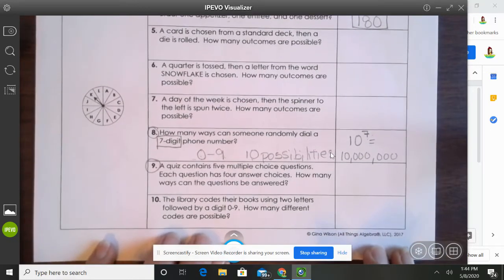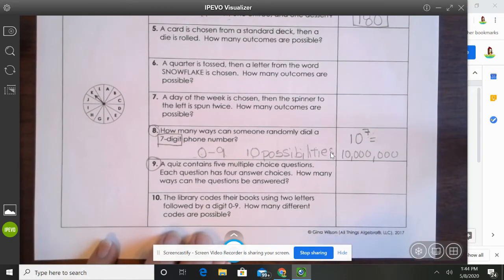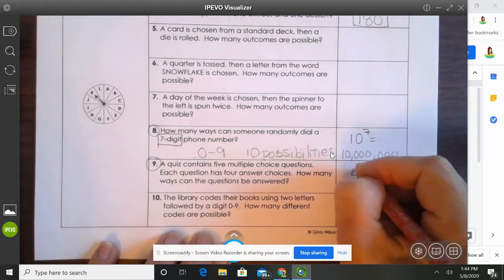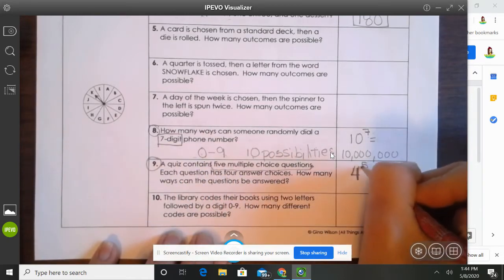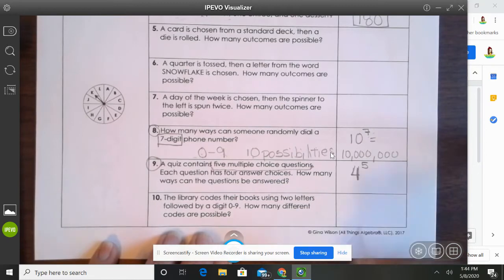All right. Okay, so number 9, I'll do this one too. This one also has to do with exponents. A quiz contains 5 multiple choice questions. Each question has 4 answer choices. So you have 4 answer choices and 4 answer choices, but then you have 5 multiple choice questions. So this is like the 7 here. It's going to be 4 to the 5th power.